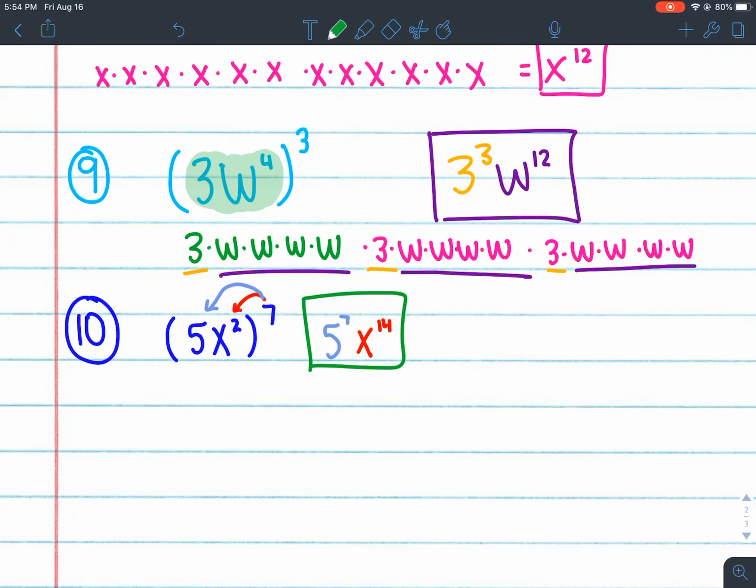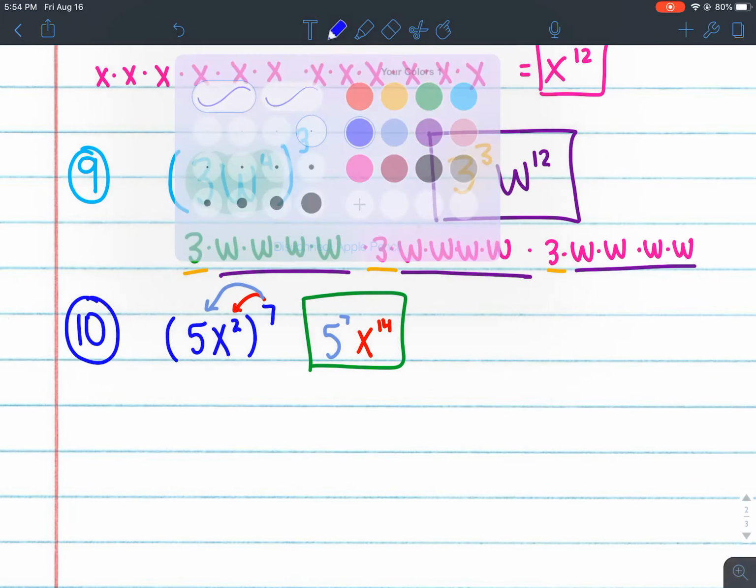So instead of having to do all of the expanding, all of the writing out, I'm just going to use my tricks.